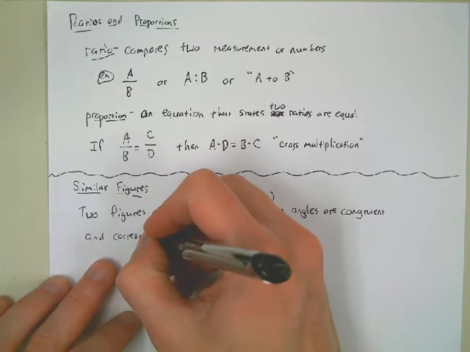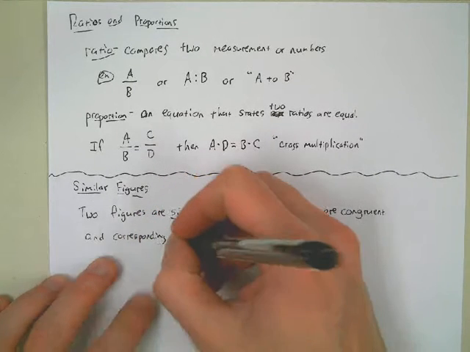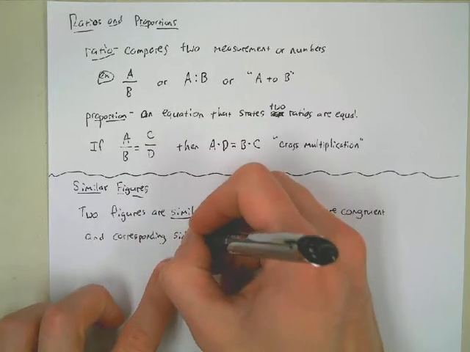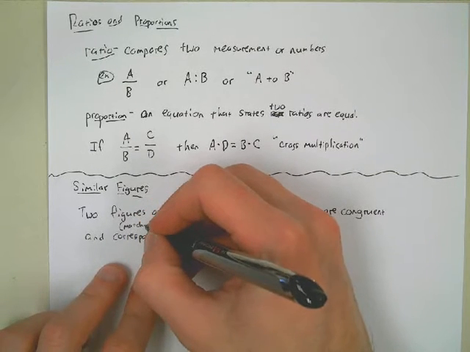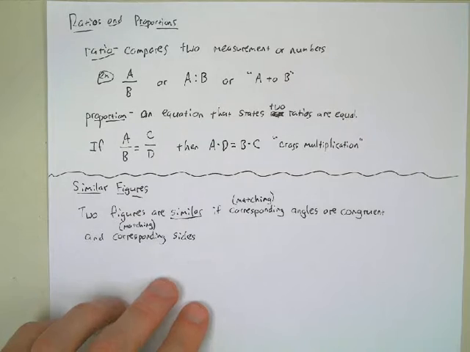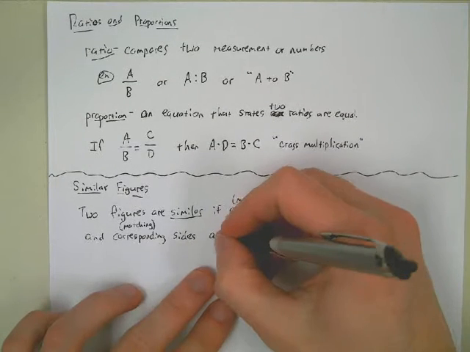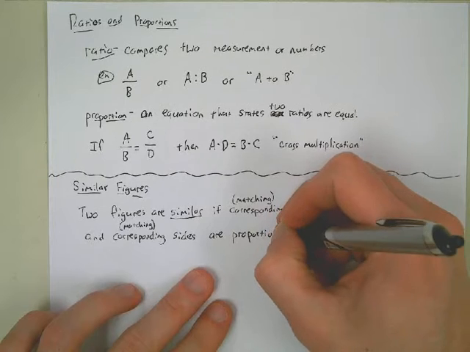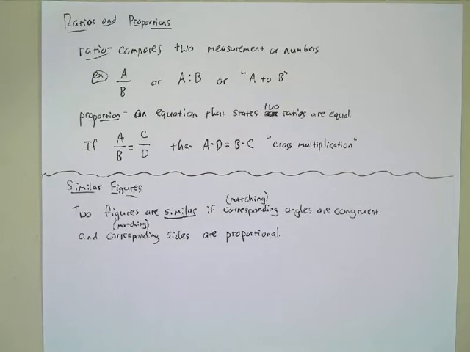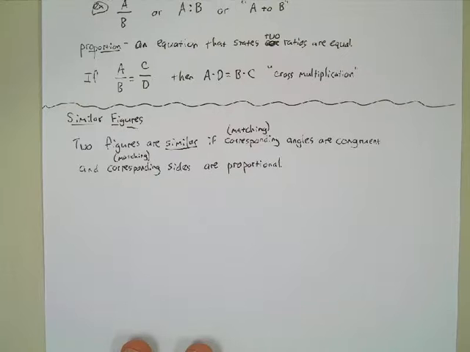And corresponding sides, or in other words, matching sides, are proportional. Okay, so corresponding sides are in the same proportion, or pairs of corresponding sides are in the same proportion to one another. All right, and so I'll do my best here to draw some similar figures.